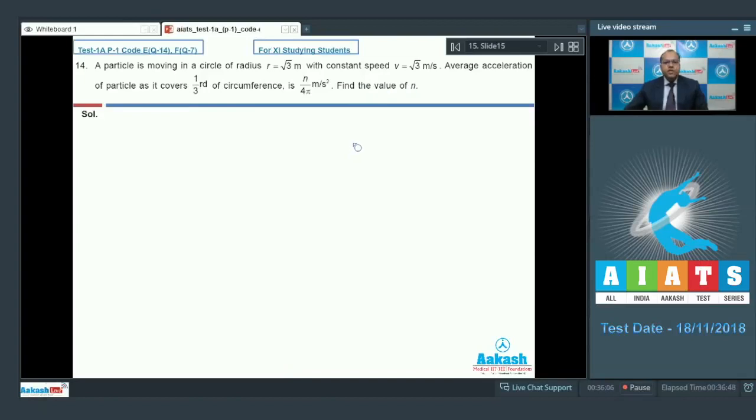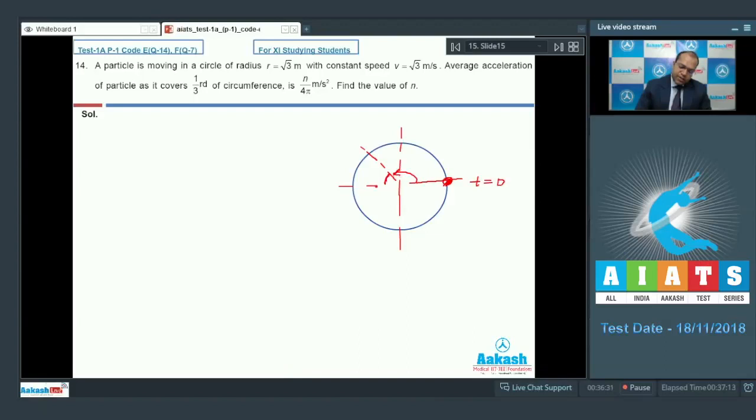So let's analyze the situation. Let this be a circle, and the particle is moving in this circle with a constant speed. Let at t equal to 0, the particle is at this position, and at the moment when the particle has covered 1/3 of the circumference, it means it has covered this angle 120 degree, and if I say this angle is equal to theta, then theta is equal to 60 degree. So at this time, the particle has reached this position. Its speed is v, that is constant.